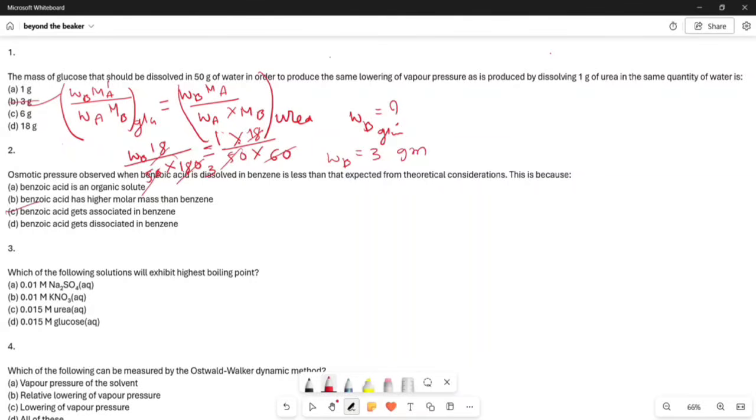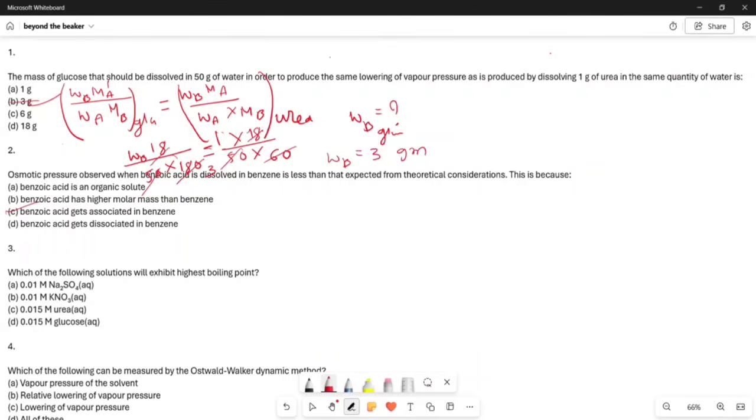The benzoic acid gets associated in benzene, so the answer is due to association. I move to next question. Which of the following solutions will exhibit highest boiling point? See here, A is 0.01 molar Na2SO4, in B we have potassium nitrate, in C urea, in D glucose. It is a very simple question.